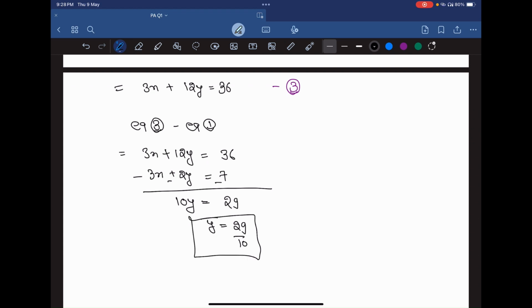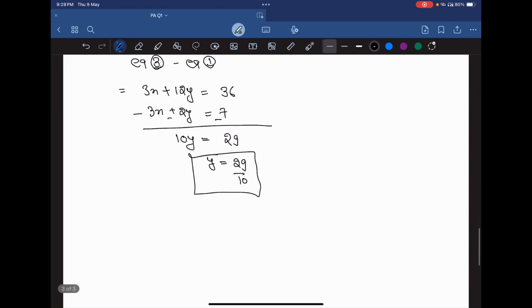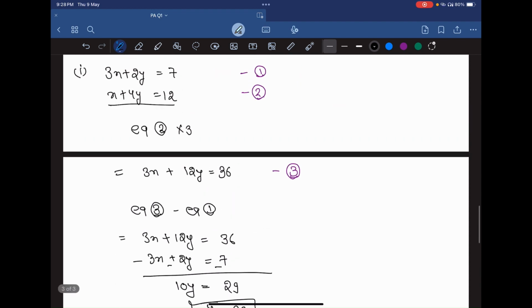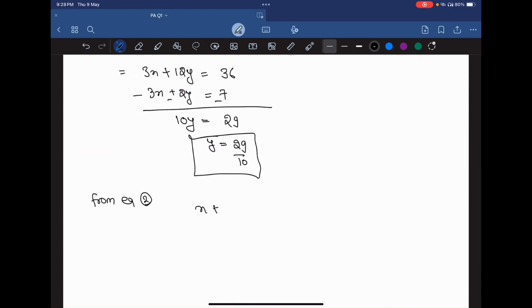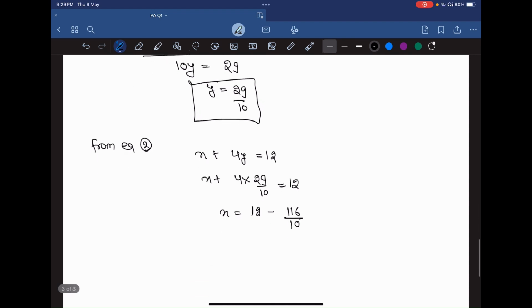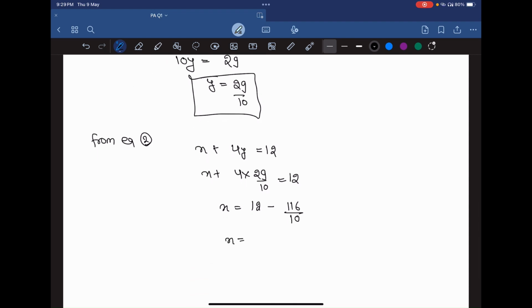If we put this result in equation 2, the equation 2 is x plus 4y is equal to 12. So x plus 4 into 29 by 10 is equal to 12. x is equal to 12 minus 116 by 10. So x is equal to 4 by 10.